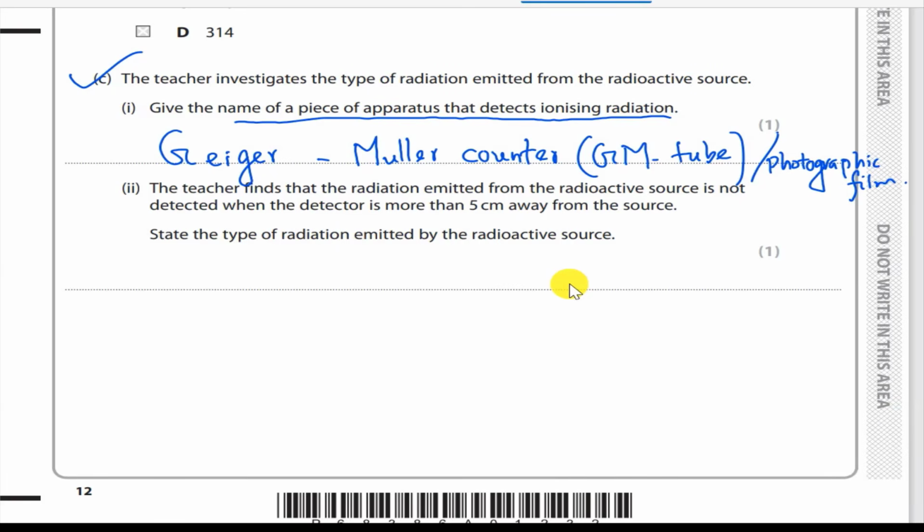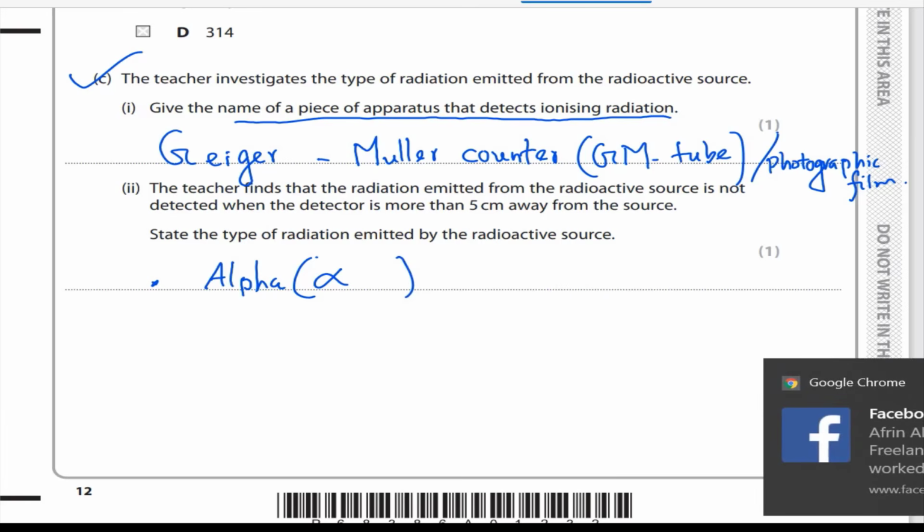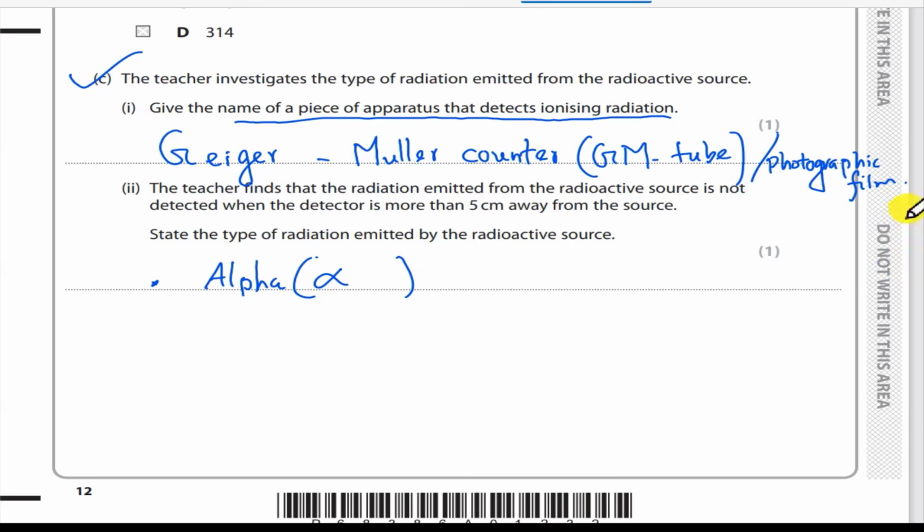The teacher finds that the radiation emitted from the radioactive source is not detected when the detector is more than 5 cm away from the source. State the type of radiation emitted by the radioactive source. It is an alpha source, because alpha particles have a short range. Alpha particles can be stopped by a few centimeters of air.